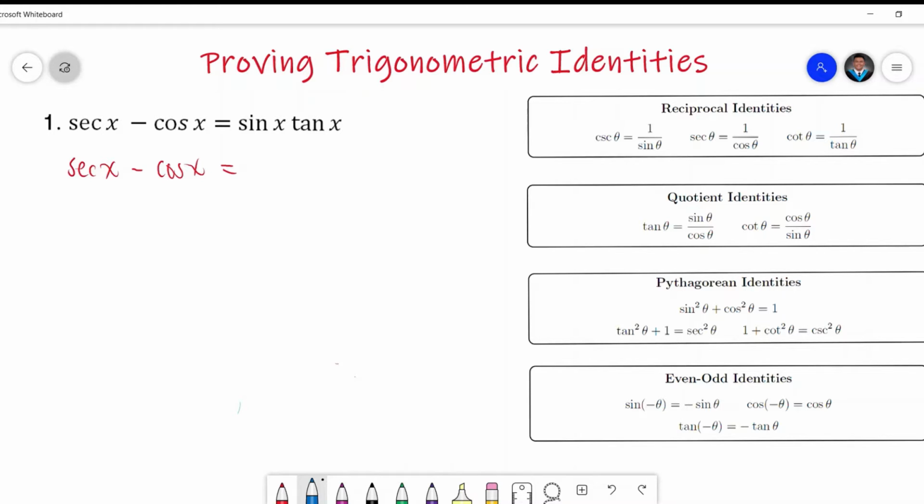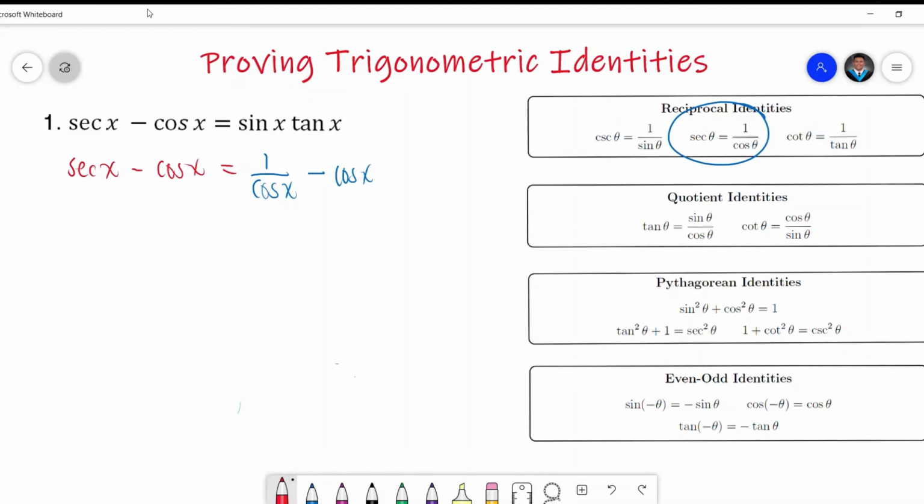So dito, alam naman natin na to express this given trigonometric expression, kailangan lang natin gamitin ang reciprocal identity ni secant x. Okay? And the reciprocal identity of secant x, that is just equal to 1 over cosine x. So that means i-replace natin si secant x by its reciprocal identity, which is 1 over cosine x. And then i-copy lang natin si minus cosine x.